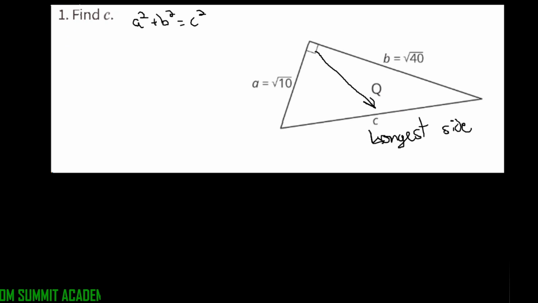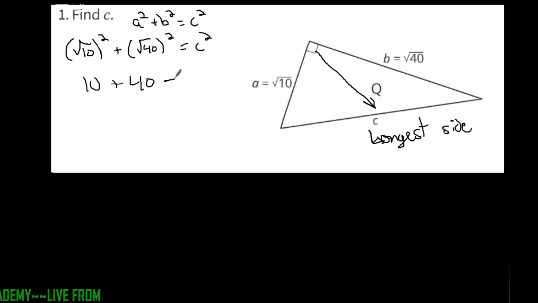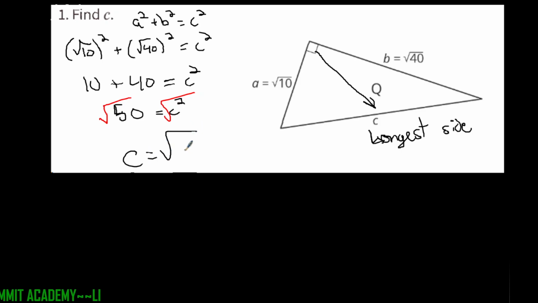All right. So let's plug in our values. So I have the square root of 10 squared plus the square root of 40 squared is equal to c squared. So this is going to be 10 plus 40 equals c squared. And so that means that this is going to be 50 equals c squared. But we have to find that side length c. So we take the square root of both sides, and c is going to be equal to the square root of 50. And we can leave it just like that.